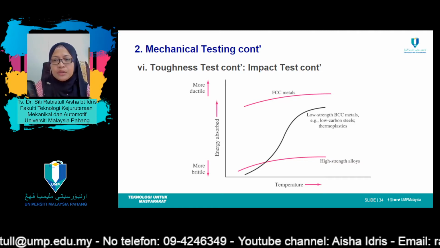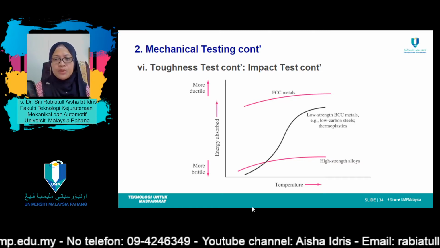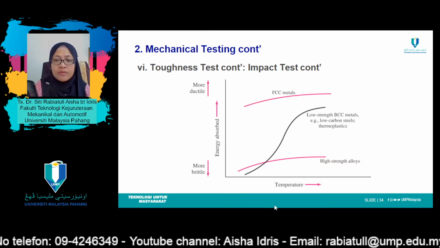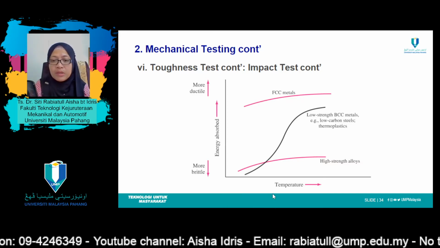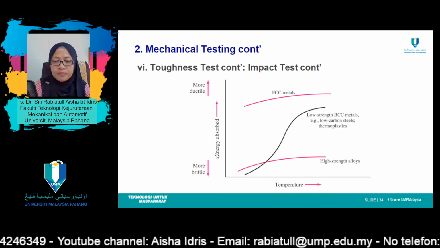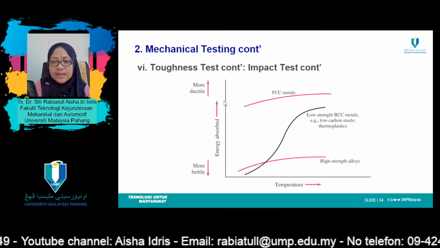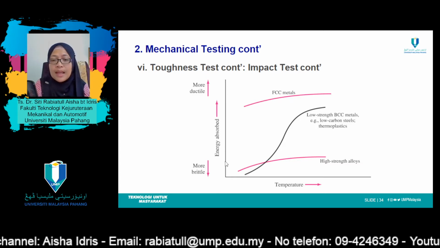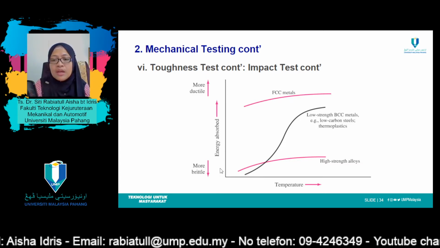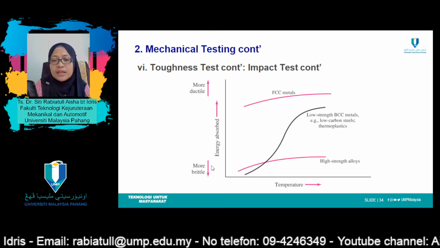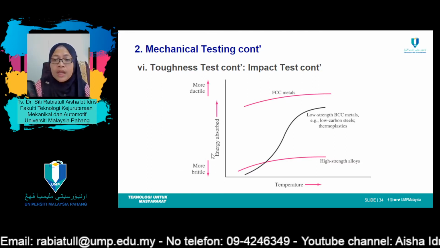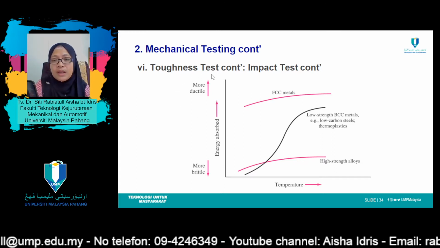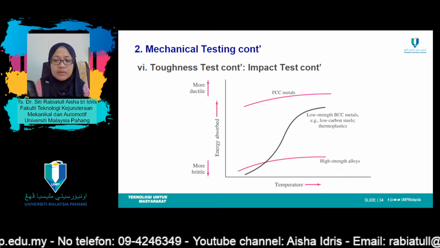After the toughness test, we should be able to get the impact test results. Just now, we should be able to get this type of graph. If you refer to this graph over here, to the y-axis there, if the energy absorbed is lesser, then the material can be classified as brittle. However, if the energy absorbed is higher, then the material is classified as ductile material.